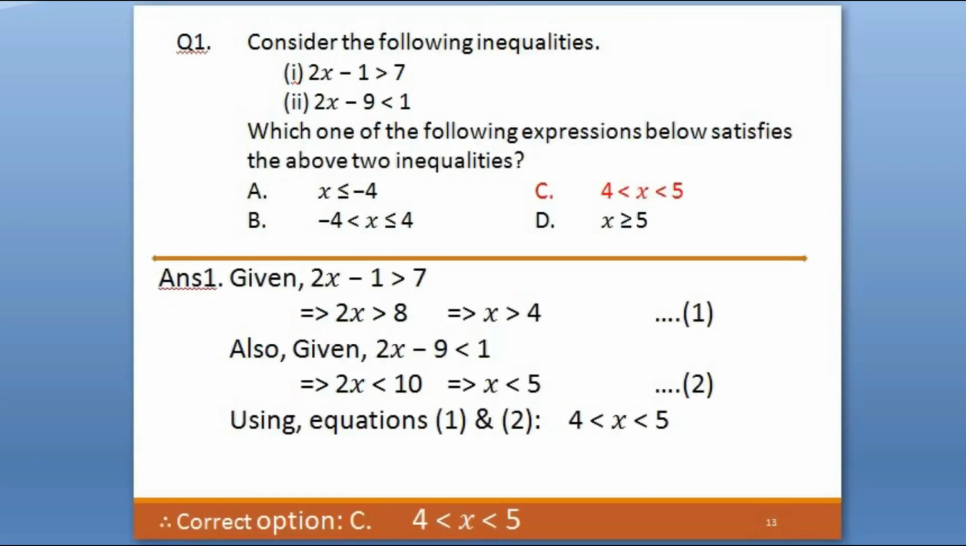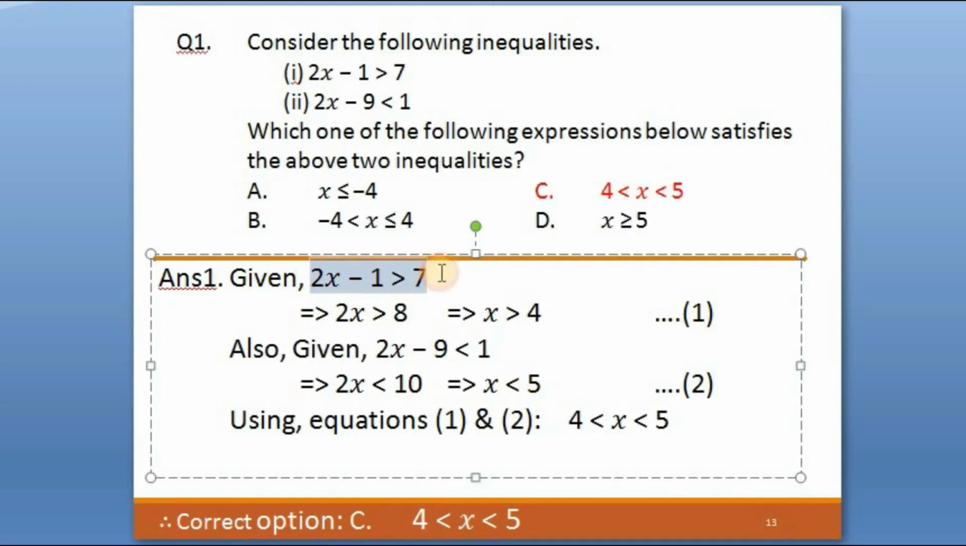Now first equation is given as 2x minus 1 is greater than 7. This implies 2x is greater than 8. This implies x is greater than 4. Similarly, second equation says 2x minus 9 is less than 1. This implies 2x is less than 10 and x is less than 5.